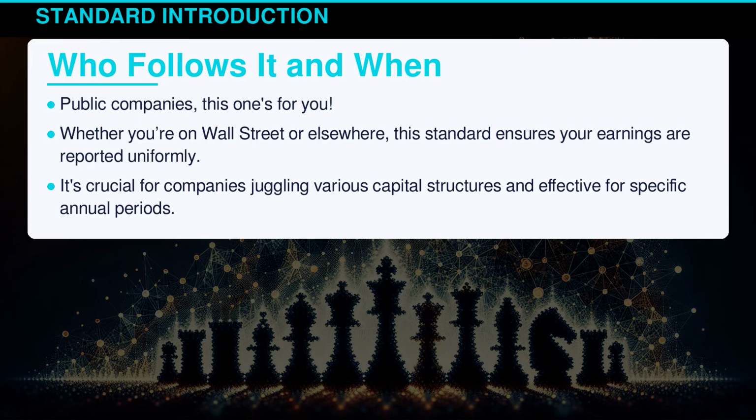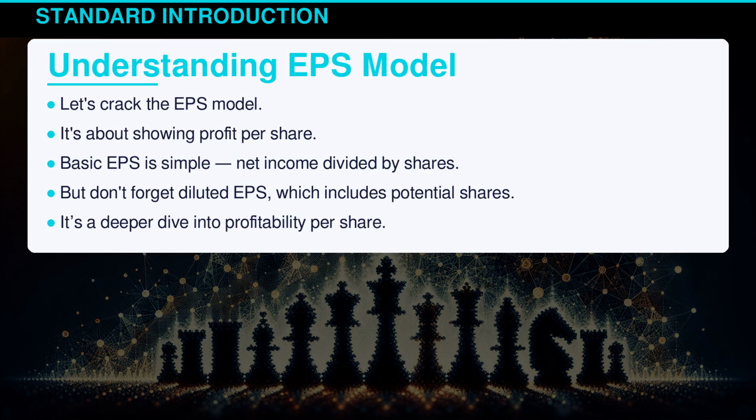Public companies, this one's for you. Whether you're on Wall Street or elsewhere, this standard ensures your earnings are reported uniformly. It's crucial for companies juggling various capital structures and effective for specific annual periods. Let's crack the EPS model. It's about showing profit per share. Basic EPS is simple, net income divided by shares. But don't forget diluted EPS, which includes potential shares. It's a deeper dive into profitability per share.